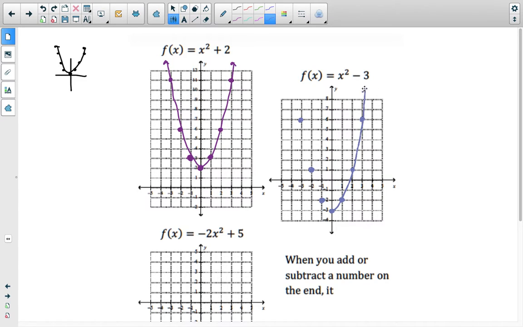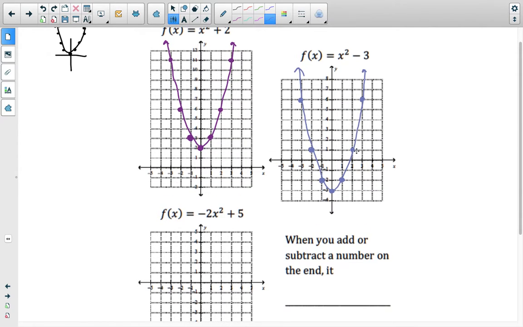So it did not get narrower, it did not get wider, so there's no vertical stretch or compress. It did not flip because our a value was still a positive 1. So what happened when we subtracted 3? From the parent function, it started at 0, 0, but all of these coordinates seem to have been shifted down 3 spaces on the y-axis.